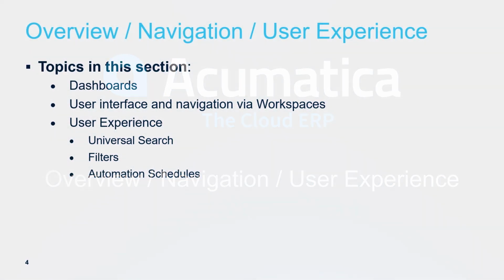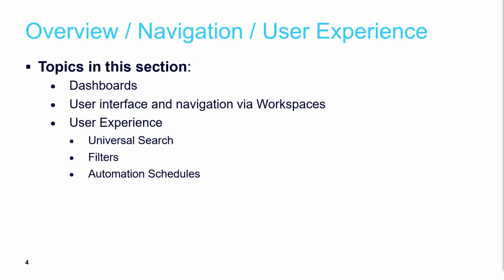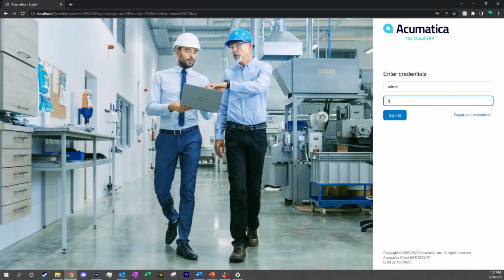In this section, we will cover the following topics: our dashboards, user interface, navigation via workspaces, user experience, universal search, filters, and automation schedules. Now, Acumatica is an entirely browser-based ERP. This means that you can use Acumatica from most any browser on any device that has a browser and an internet connection. Today, I will be using Google Chrome, so let's get started by signing in.